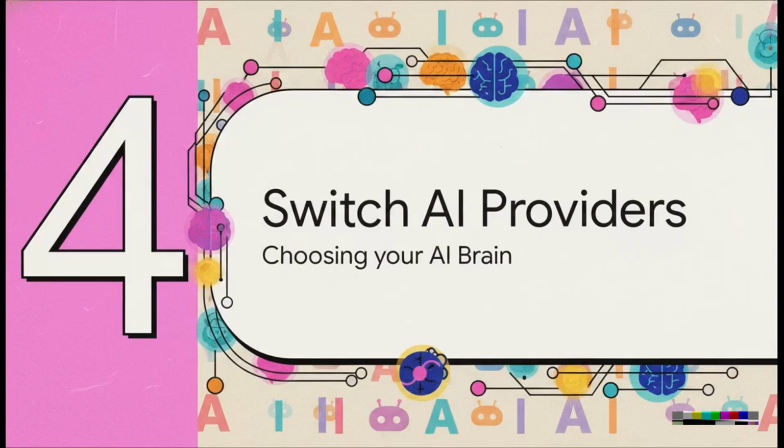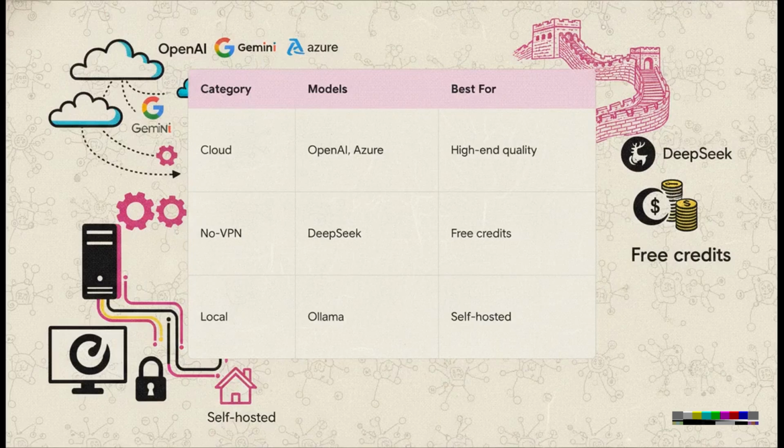Section 4. Switching AI providers. One of the absolute coolest features of MoneyPrinterTurbo is its sheer flexibility. You're not locked into one single AI brain. Check this out. If you want top-tier global cloud models, you can plug in OpenAI, Google Gemini, or Azure. If you're a user in China and want to completely avoid VPN configurations, the developers actually highly recommend using DeepSeek or Moonshot. They're accessible directly, and they often provide free registration credits, which is obviously incredibly cost-effective.